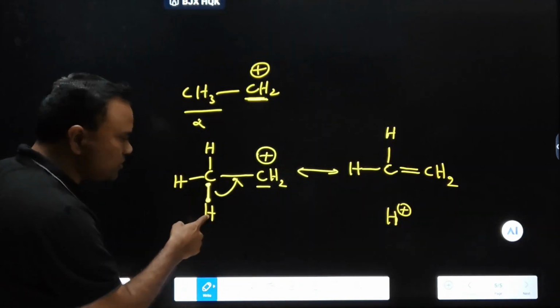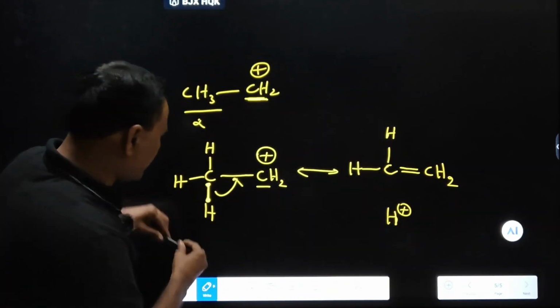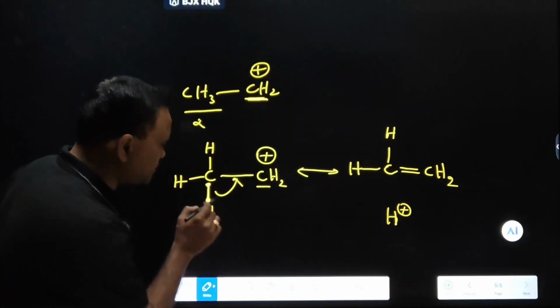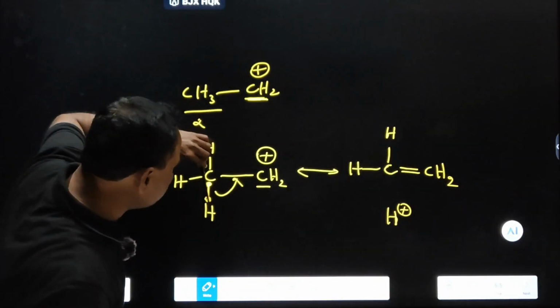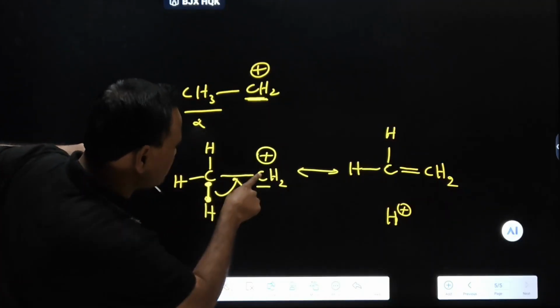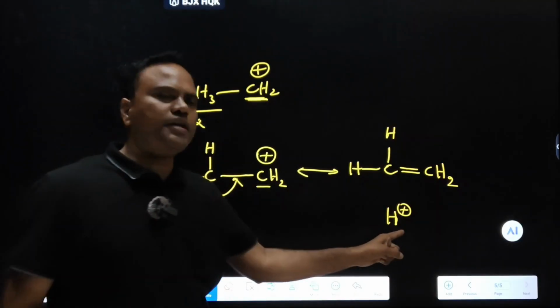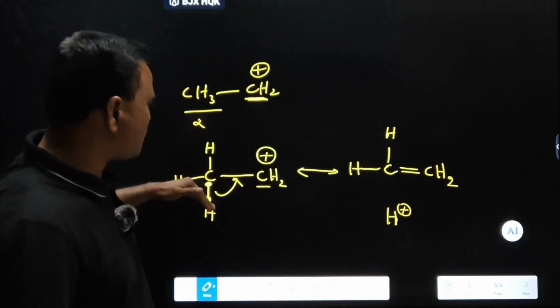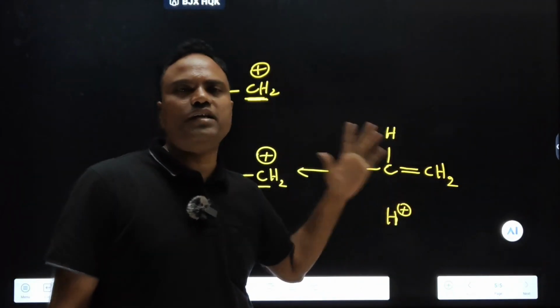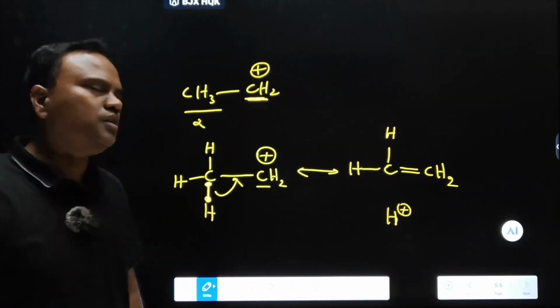And carbon is losing the electron here. Why? In this bond 2 electrons are present. 1 electron belongs to carbon, 1 electron belongs to hydrogen. Hydrogen is losing its electron. This electron is going towards this. That's why hydrogen will get a positive charge. Clear? So after shifting these carbon hydrogen sigma bonded electrons, we'll get this structure. Clear? Okay.